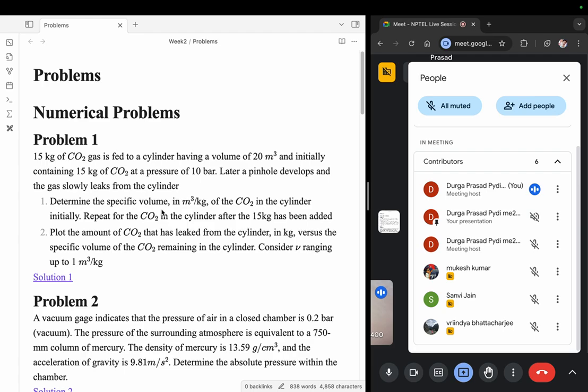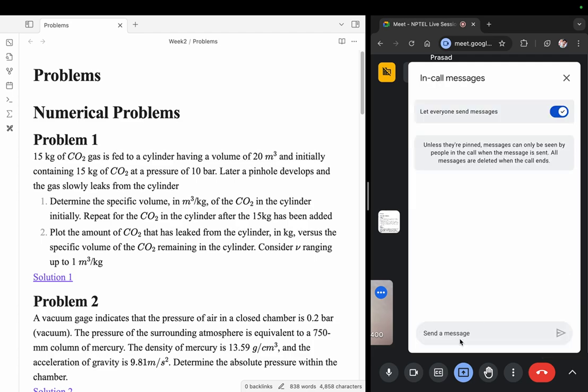The first part asks you to find the specific volume before adding carbon dioxide and after adding the carbon dioxide. I think this is straightforward. So how do I calculate the specific volume? Okay, maybe let me ask in a slightly different way. The first part is straightforward, I guess.